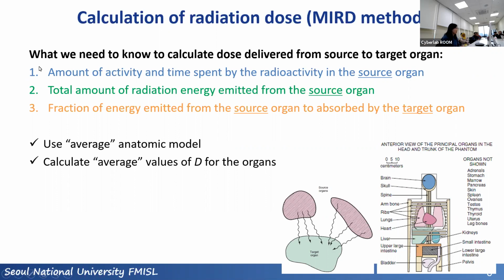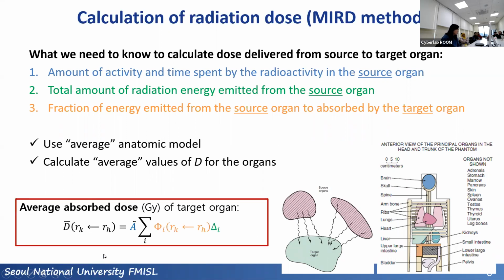So these are up to the source organs, and finally the third one becomes the fraction of energy emitted from the source organ that is absorbed by the target organ. So it finally reflects the interaction of source and target. So the average absorbed dose of the target organ becomes a formula like this.